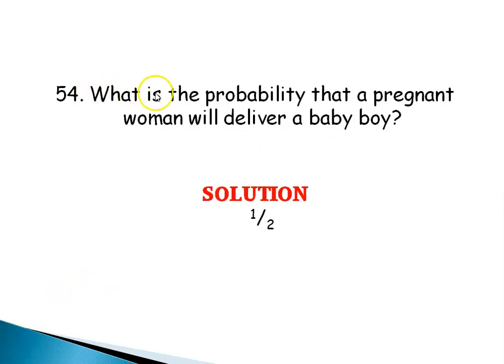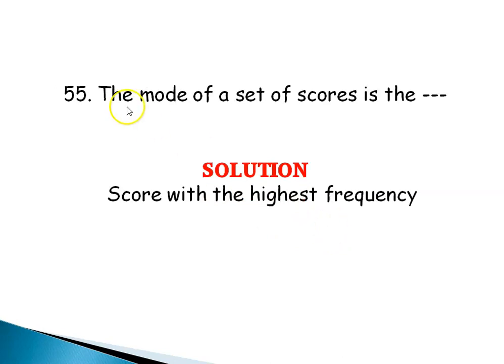Alright, question 54. What is the probability that a pregnant woman will deliver a baby boy? Now, a pregnant woman delivers either a baby boy or a baby girl. So if it's a baby boy, that's 1 out of 2 outcomes. So it's 1 over 2. That is the probability that a pregnant woman will deliver a baby boy. Question 55. The mode of a set of scores is the score with the highest frequency. That is the mode.